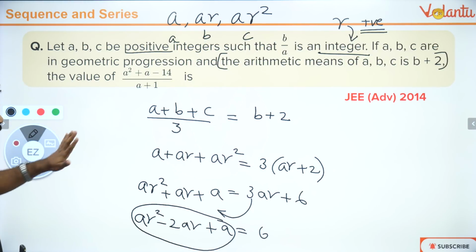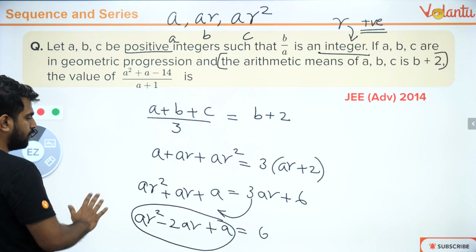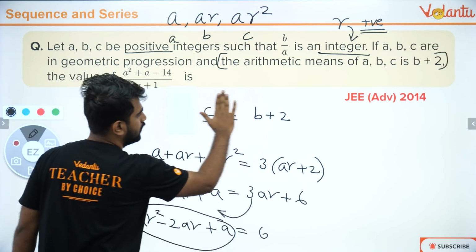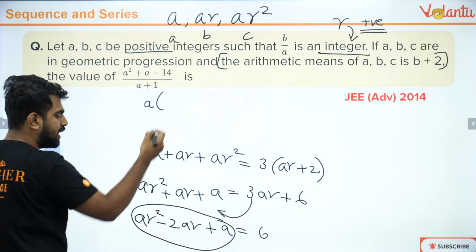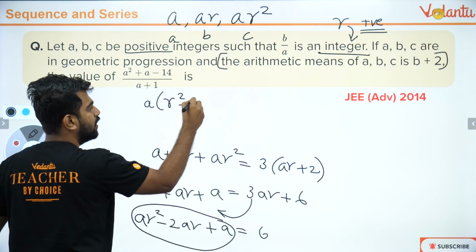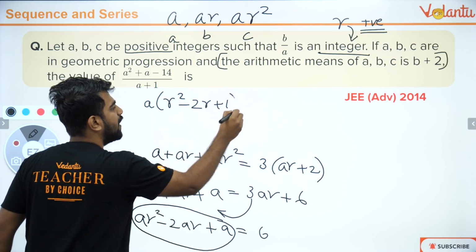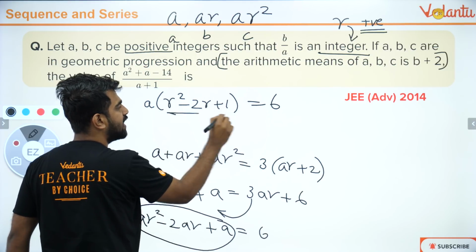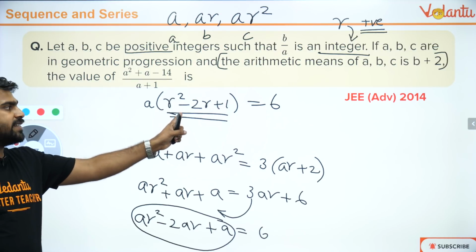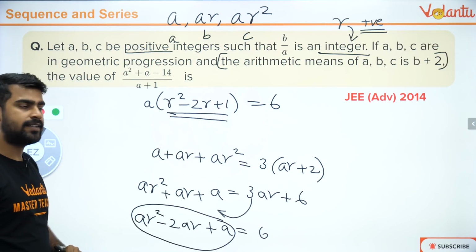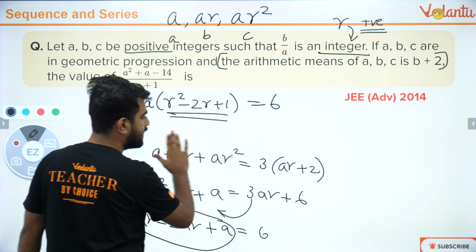Okay. So now let's try to solve this question. Let us get started. I'm going to erase this. So let me write down what I have here. I'll take A common. If I take A common, what will I have? I will have R square minus 2R plus 1 equal to 6. Don't you guys agree? This is nothing but R minus 1 whole square. A square minus 2AB plus B square. Of course it is. So let us write that down as well.